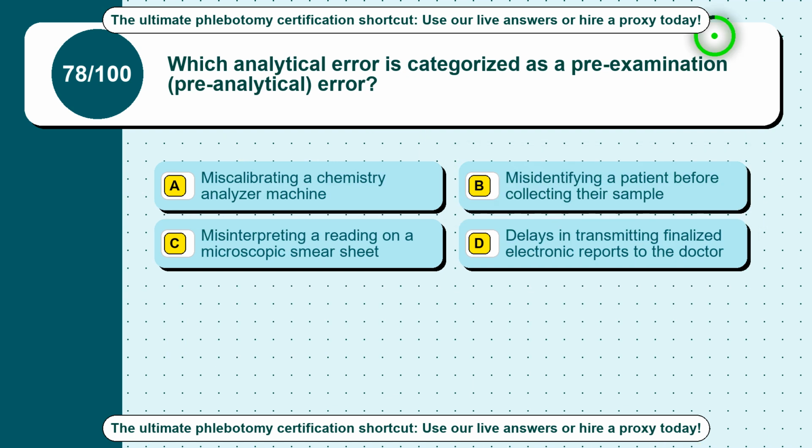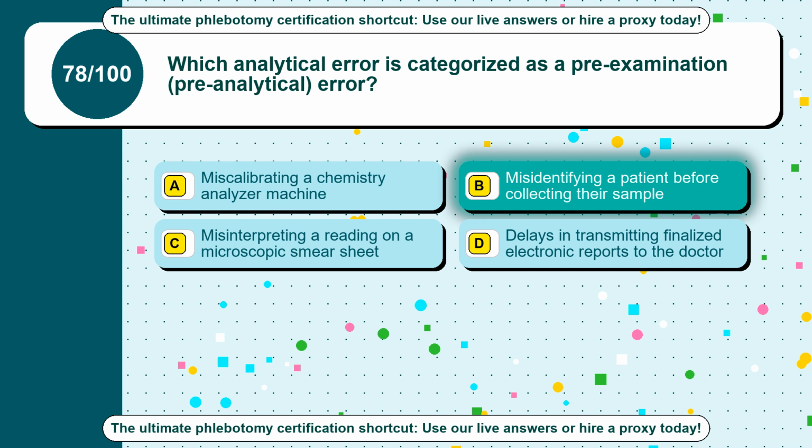Question 78. Which analytical error is categorized as a pre-examination, pre-analytical error? Option A. Miscalibrating a chemistry analyzer machine. Option B. Misidentifying a patient before collecting their sample. Option C. Misinterpreting a reading on a microscopic smear sheet. Option D. Delays in transmitting finalized electronic reports to the doctor.